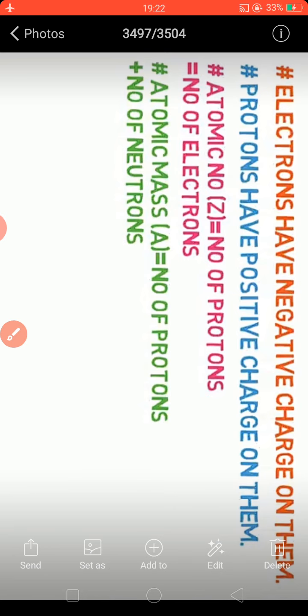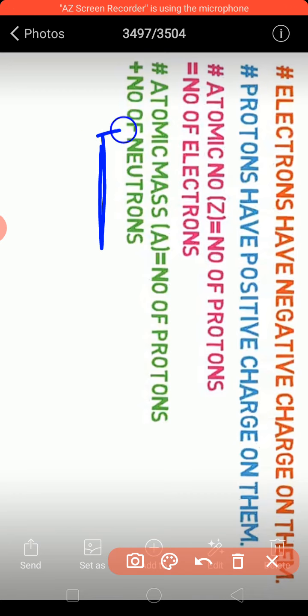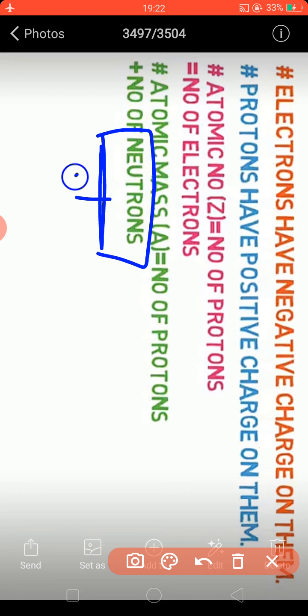So this is about your atomic number. Next is your mass number. Now what is mass number? We are saying that neutrons have no charge, so they are neutral species. No doubt they are neutral species, but they have some weight. Any kind of matter must have some weight. Neutrons are neither positive nor negative, but they have some weight, so if they are present inside the nucleus, they must have some weight.